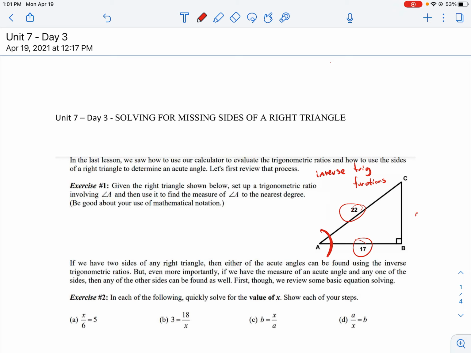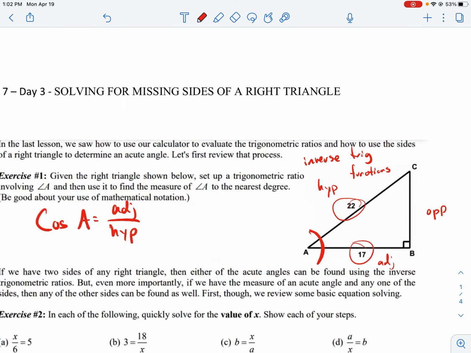So this would be our opposite side, this would be our adjacent side, and this is our hypotenuse, okay? And so what we first have to think about is which trig function we are going to utilize to figure out our ratio here, all right? So which trig function involves our adjacent side and our hypotenuse? Well, that is cosine. So the cosine of A is equal to our adjacent side over our hypotenuse, okay? So that being said, we're just going to plug in the pieces that we know.